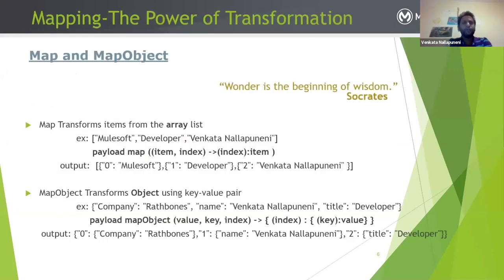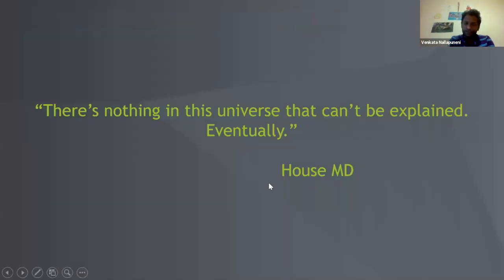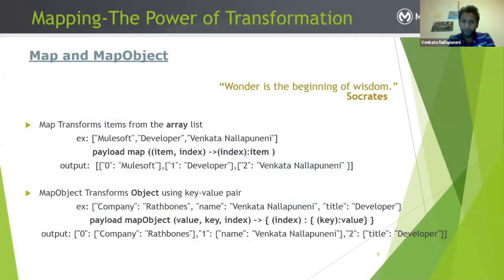So very commonly used, the power of transformations is map and map object. And the map actually transforms the array list, and then map object transforms the object with a key value pair. So you can see an example of the array on the top actually, which gives an output with the map. So it's item and index pair, and the map object is, sorry, the map object is basically for an object, really, for a JSON object.